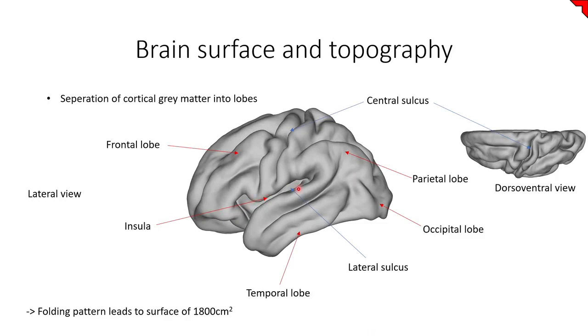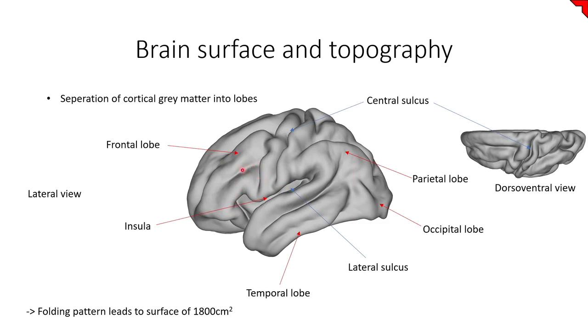The cortex, so the cortical gray matter that we see here on this lateral view of the left side, has a very complex folding pattern. This folding is done so that we can fit more of this cortical gray matter inside our limited volume of the skull.